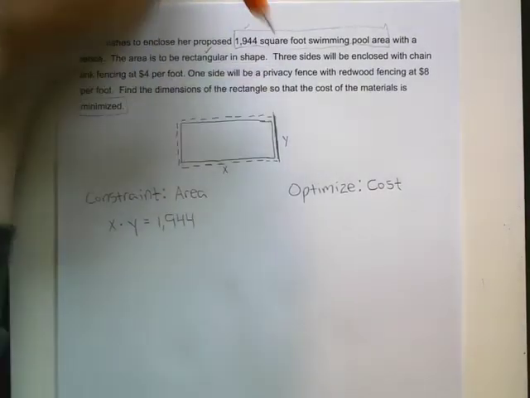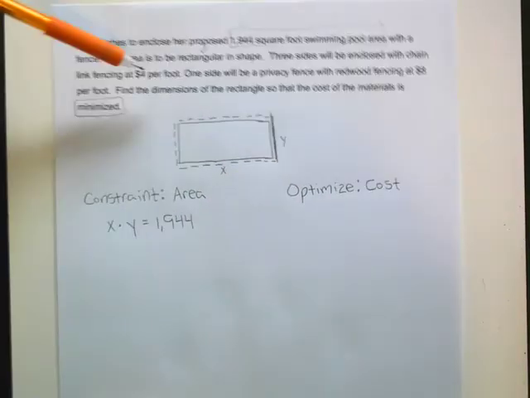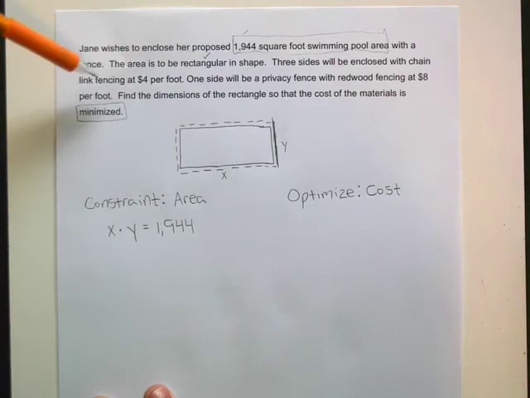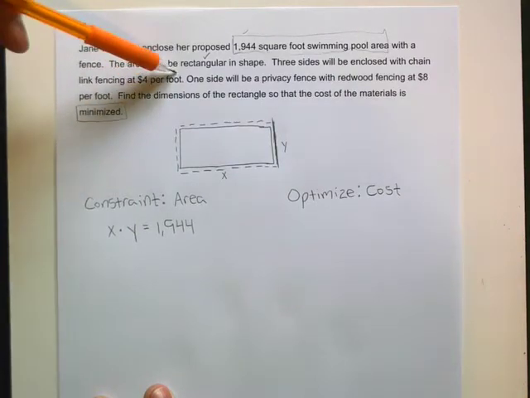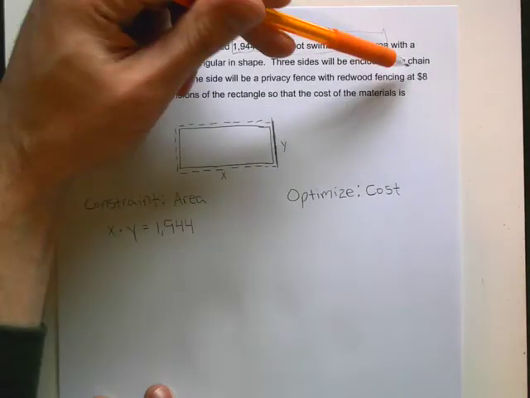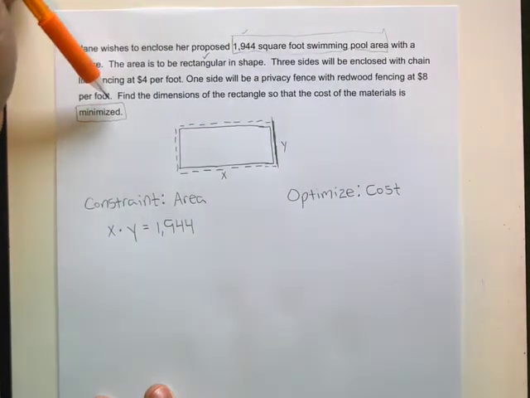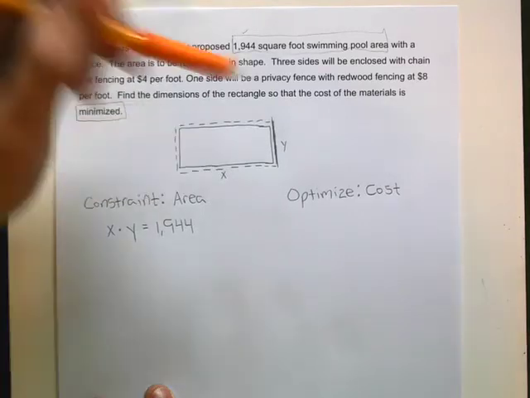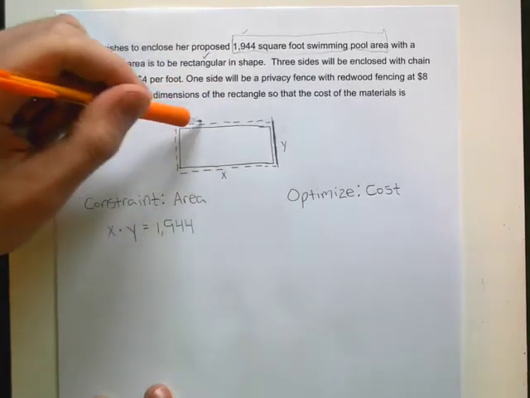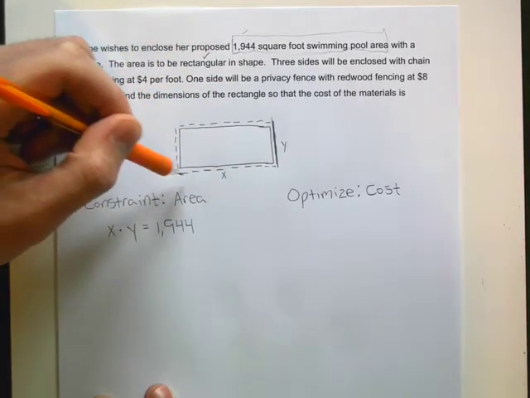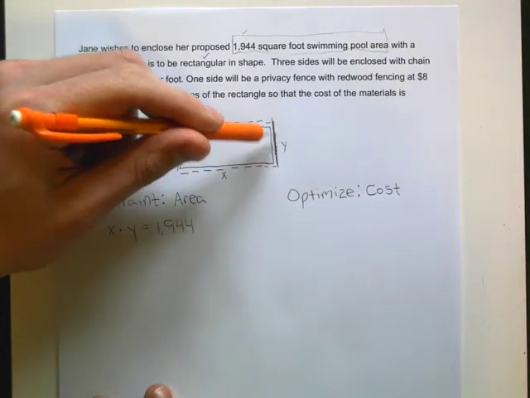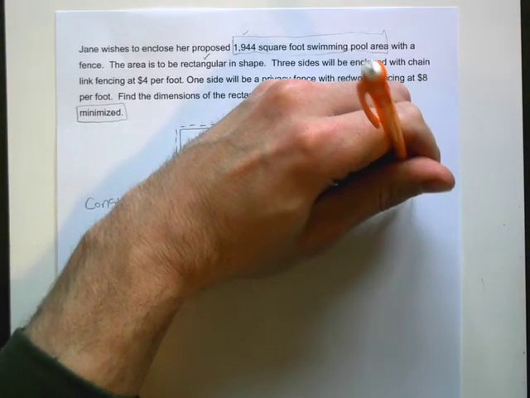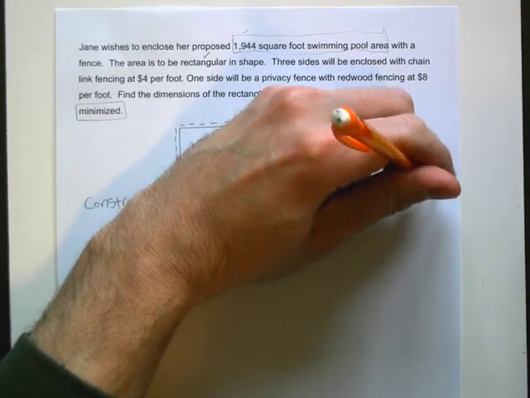Let's go back in the problem where it gives us our dollar amounts. It says will be enclosed with chain link fence at $4 per foot, and then the privacy fence will be $8 per foot. So it looks like you're paying for this fence by the foot. When you're paying by the foot, that's the fence that you're putting around the swimming pool. So you're building a perimeter by foot around this swimming pool. So cost is related to perimeter.